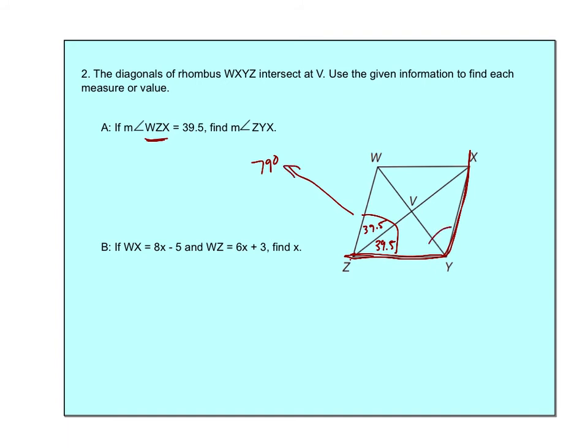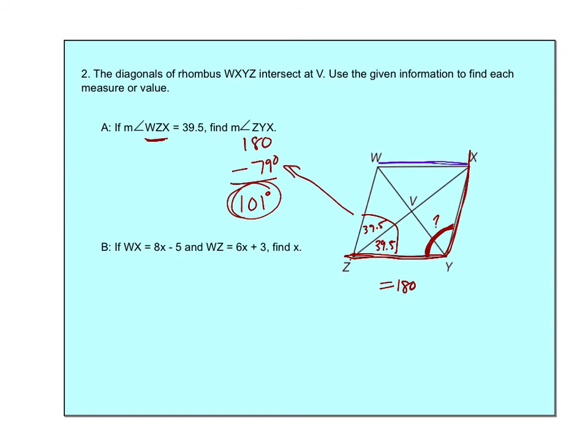But they want this one. How big is this angle? Remember, these two have to add up to 180. So I end up just taking 180 minus 79, and I get 101. There's my answer.